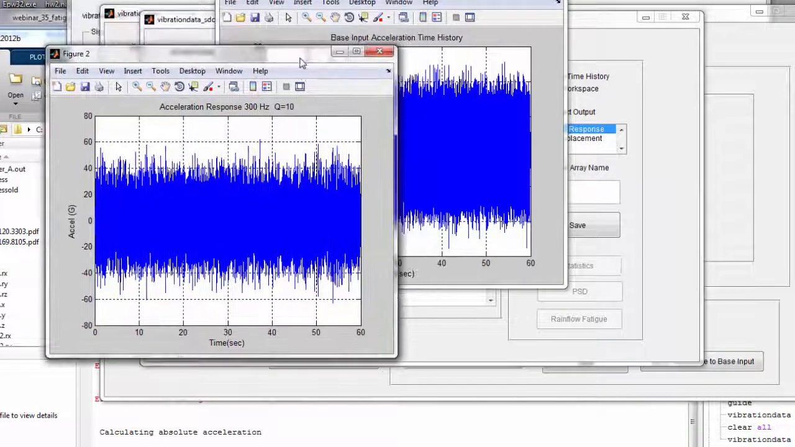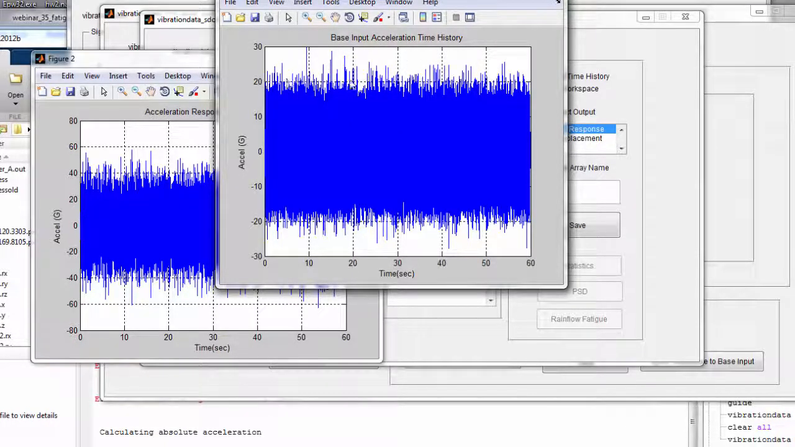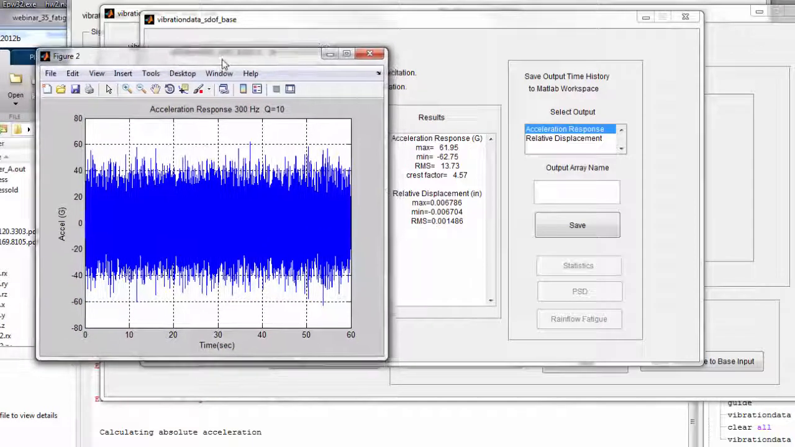Okay, here's the one we want to focus in on. This is the acceleration response for our 300 hertz system. Q is equal to 10. So we've got acceleration in g versus time in seconds. And then we have the base input acceleration. Well, that's just the synthesized time history that we saw before. Now, what are the characteristics of this single degree of freedom response?